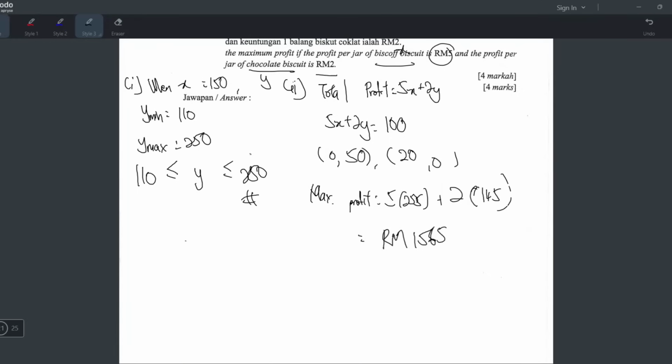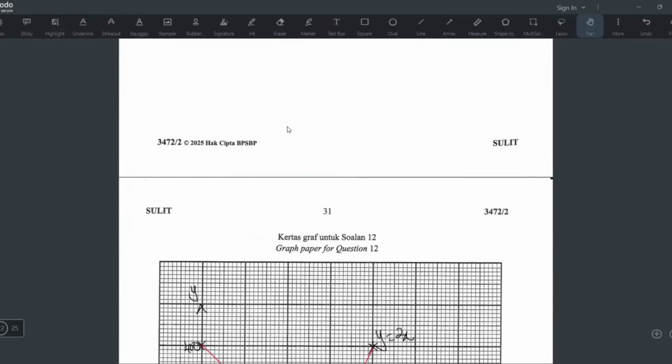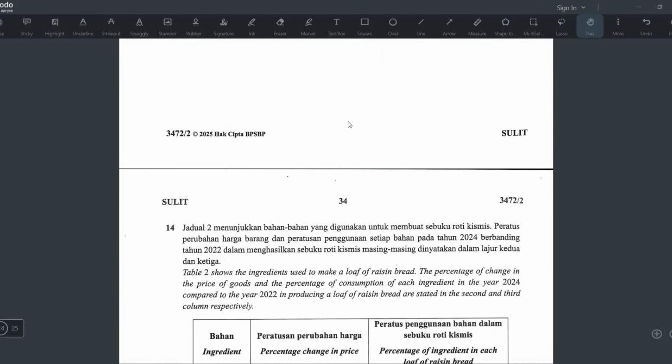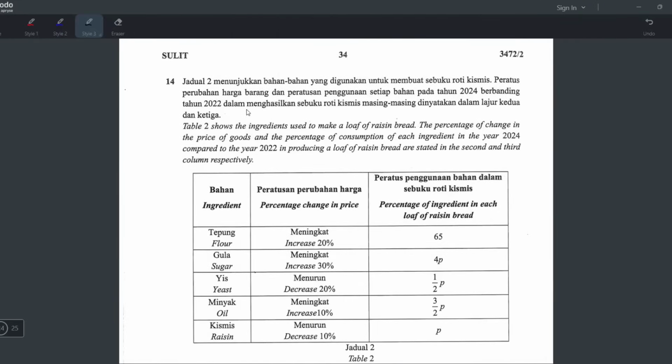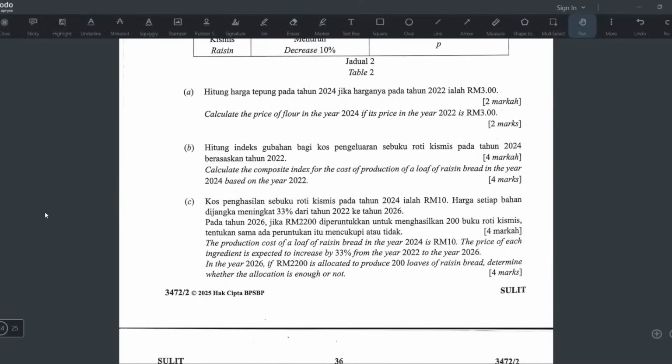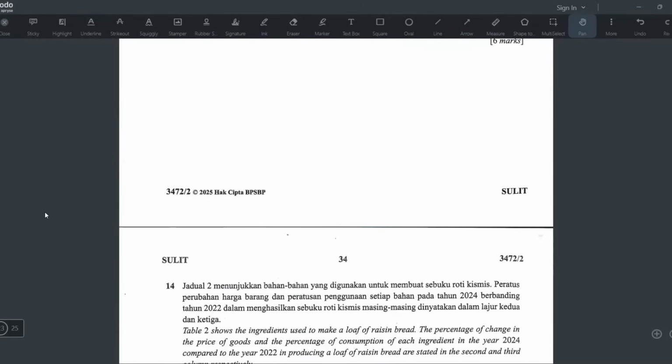All right, that's all for this question. This is worth 10 marks. Okay, 13 I won't do. That's the kinematics. Okay, 14. This one is index number and it will be worth 10 marks also. And I realized they never actually provide me any space. So I think I'll do it up here later.